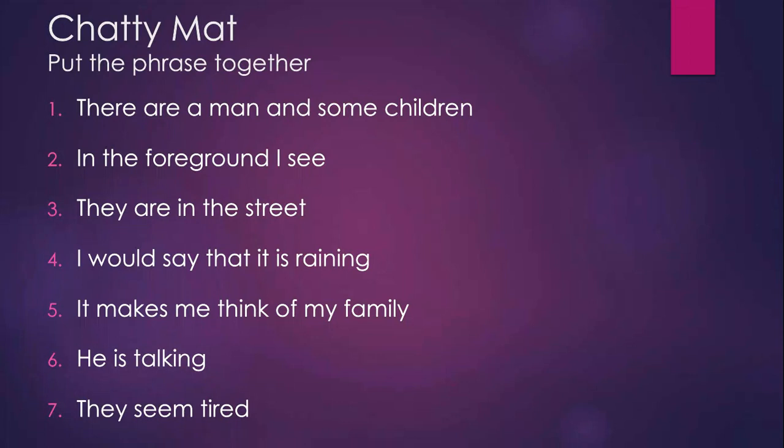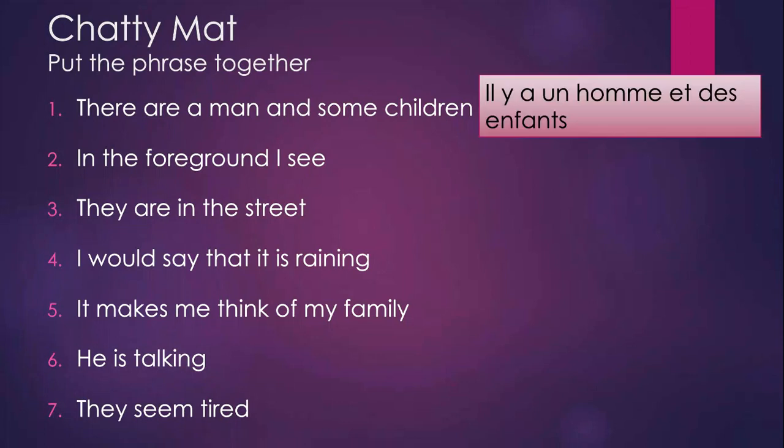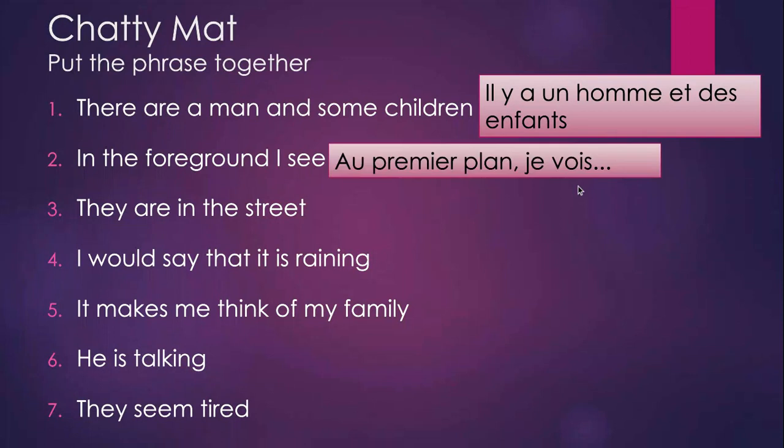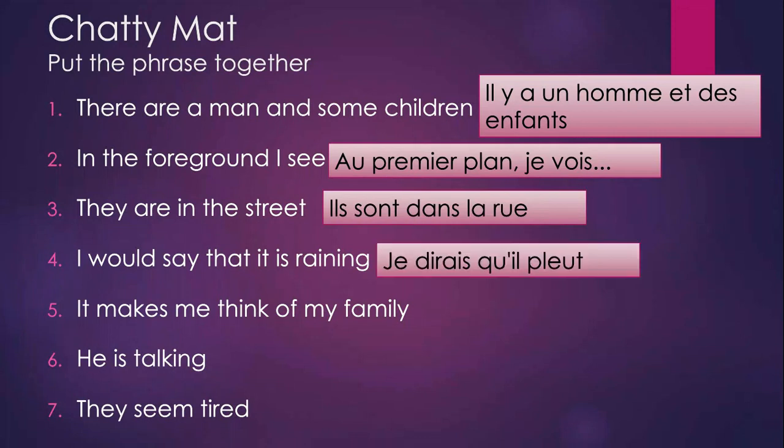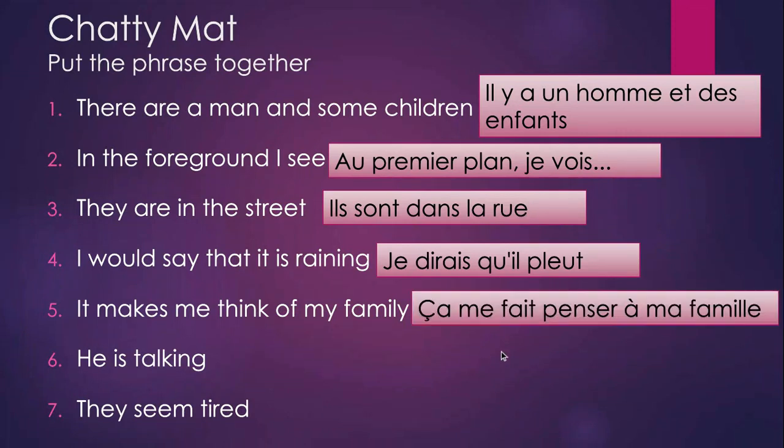So the answers are, there are a man and some children. Il y a un homme et des enfants. In the foreground, I see. Au premier plan, je vois. They are in the street. Ils sont dans la rue. I would say that it is raining. Je dirais qu'il pleut. It makes me think of my family. Ça me fait penser à ma famille.